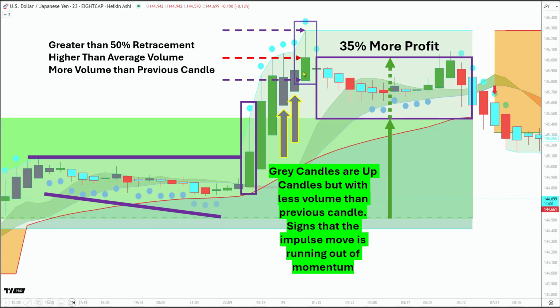And then we get this candle that we talk about here, where traders try and push that up with more volume, but it retraces more than 50%. It's got higher than average volume, and it importantly has more volume than that previous grey candle. So it's time to get out.